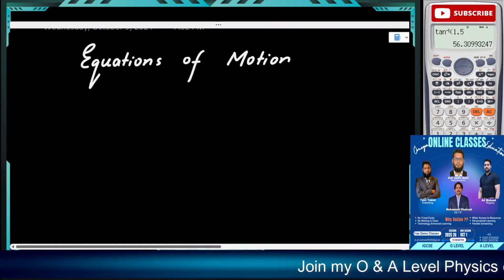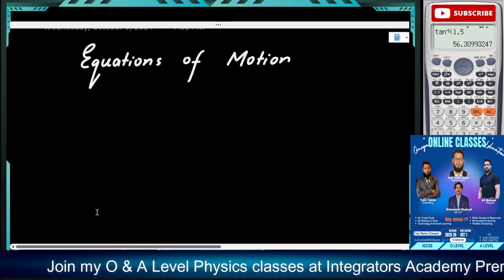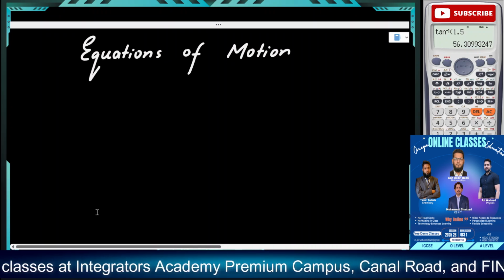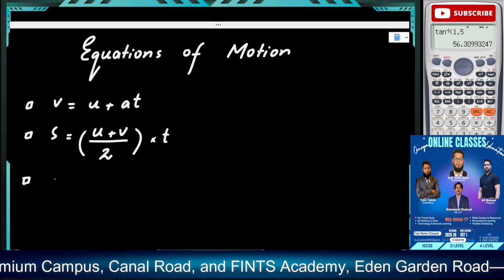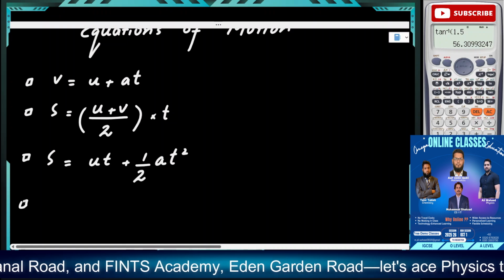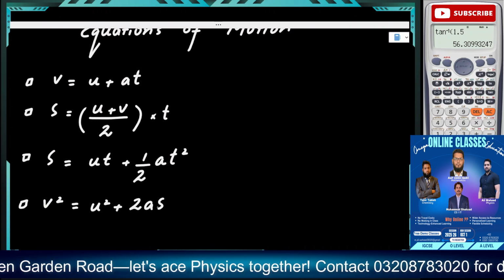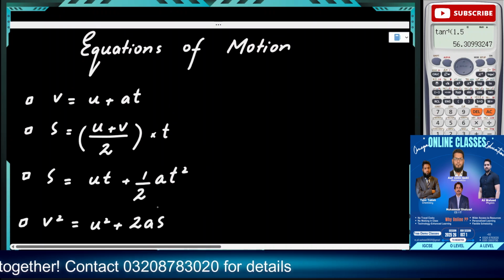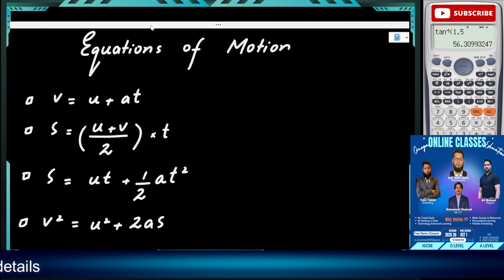So in our Cambridge endorsed book for A-level physics, we have 4 equations of motion, and 2 of them are given on the formula sheet. So these are the 4 equations that you need to memorize. I should say 2 of them need to be memorized because the other 2 are given on the formula sheet.